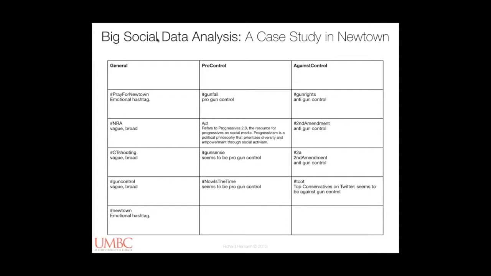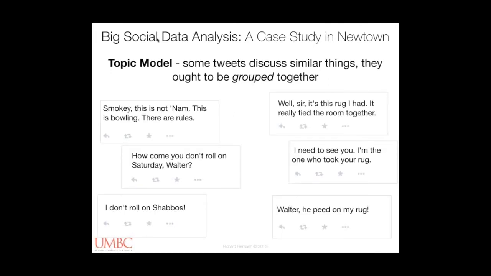So Smokey, this is not Nam. This is bowling. There are rules. Walter talking about don't roll on Saturdays, and also he doesn't roll on Shabbos, are all sort of dissimilar to the other group of texts located on the right related to rugs, right? So what we want to do is be able to discriminate and find 2 groupings of data. Again, these are quotes from Big Lebowski, and if you haven't seen it, I apologize. But these are tweets talking about rugs and bowling.